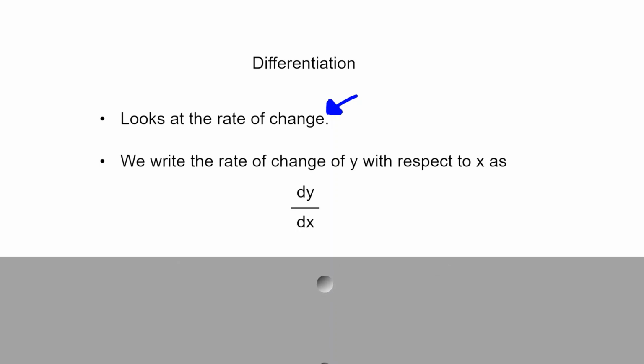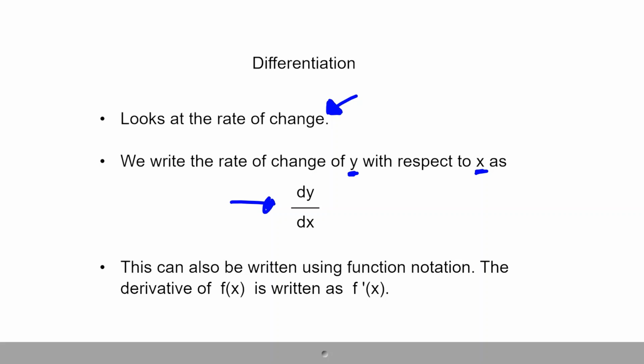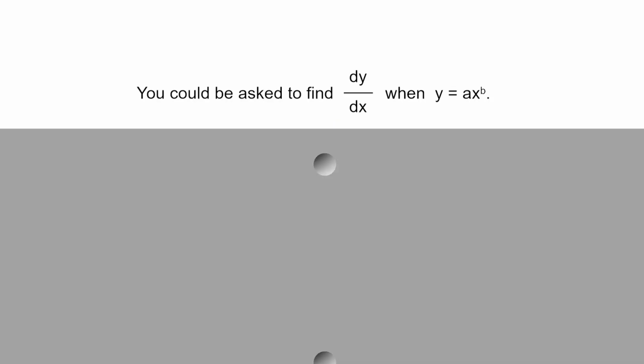What we do is we write the rate of change of y with respect to x as dy by dx. This is your derivative. Sometimes you'll see this notation here: f of x, so we're talking about functions, and this dash here means we have differentiated. So in a question, you may be asked to find this dy by dx when you're given y. So y is a function of x.